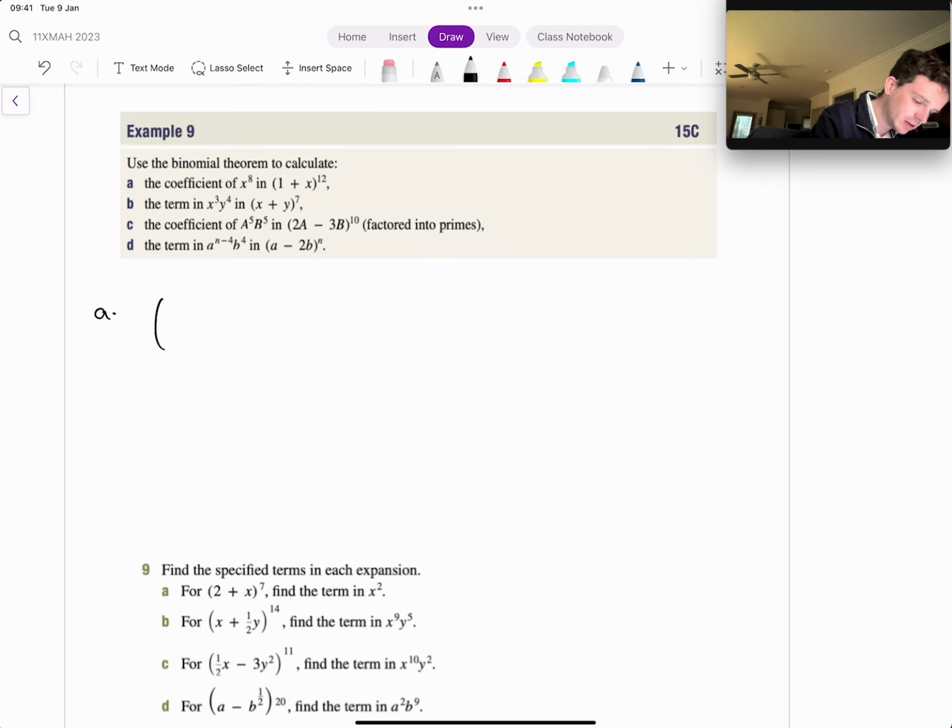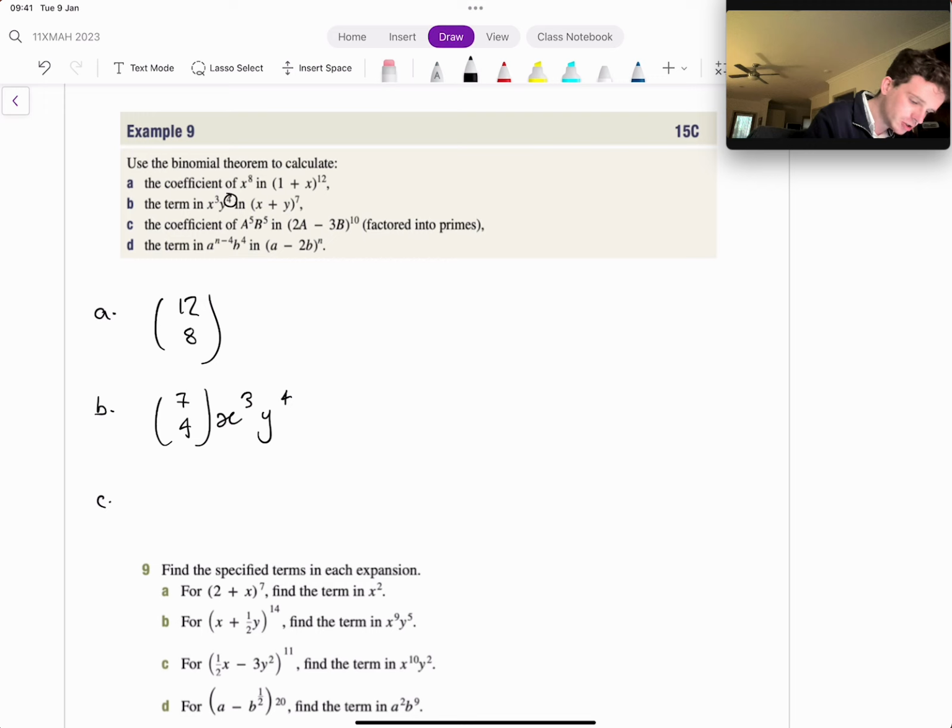Calculate the coefficient of x^8. It's going to be 12 choose 8 times 1 to the power of 4 times x^8. So the coefficient is just 12 choose 8. For this one, we've got 4, so the value of k is 4, so 7 choose 4, x to the power of 3, which is 7 minus 4, and y to the power of 4.